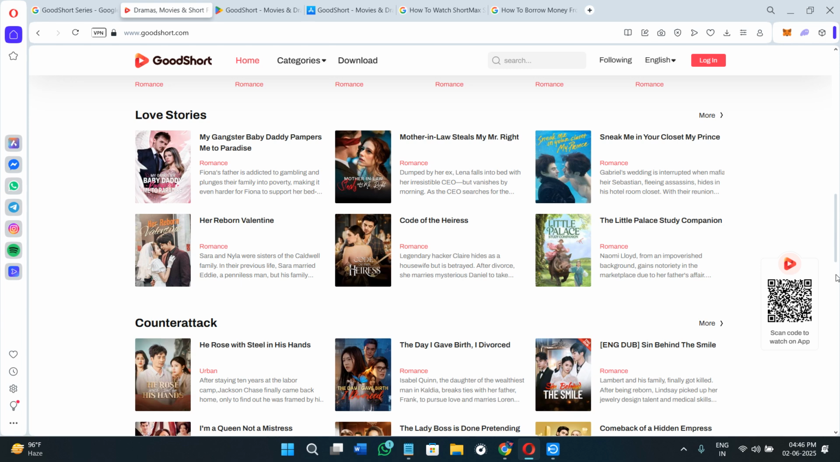Now, here is the important thing that I would like to mention. Only use the official platforms and avoid any third party or pirated streaming websites. They are completely unsafe and often illegal.